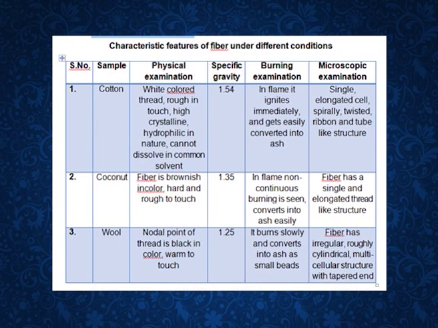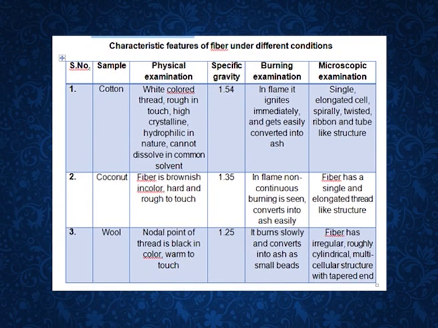Coming to the first sample, which is cotton. The physical examination shows it is white colored thread, rough in touch, highly crystalline, hydrophilic in nature, cannot dissolve in common solvent. The specific gravity is 1.54, and if we do the burning examination, in flame it ignites immediately and gets easily converted into ash. Under microscopic examination, single elongated cell, spirally twisted ribbon and tube-like structure.